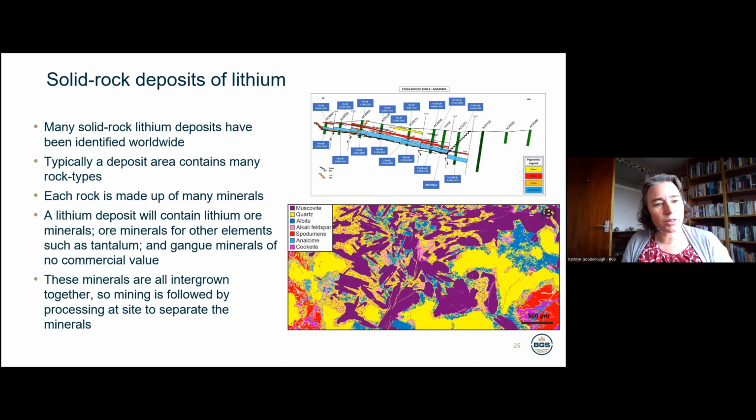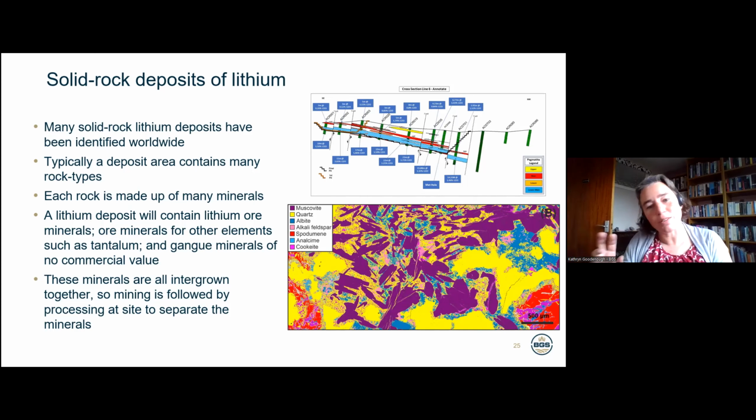And then that lithium-rich rock is made up of a whole range of different minerals. For example, if we're talking about a lithium pegmatite or granite, it probably contains quartz and feldspar, which we call gangue minerals because they have no real commercial value. It will contain lithium ore minerals, spodumene, which is a lovely word, one of the main lithium ore minerals currently being extracted in Australia. And then it will contain ore minerals for other elements such as tantalum, for example, or tin.